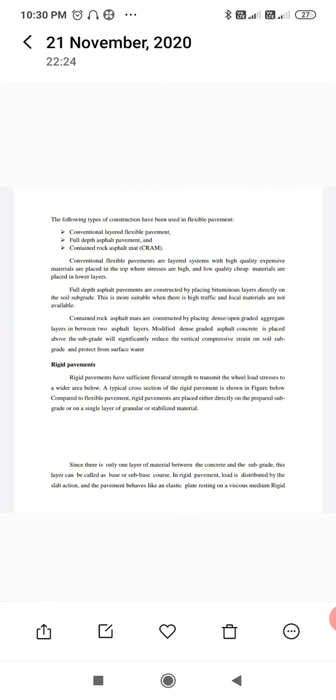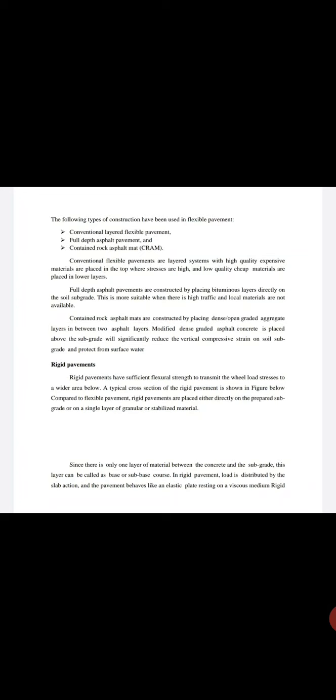The next one is rigid pavements. Rigid pavements have sufficient flexural strength to transmit the wheel load stresses to a wider area below. A typical cross section of rigid pavement is shown in the slide. Compared to flexible pavements, rigid pavements are placed either directly on the prepared subgrade or on a single layer of granular stabilized material.